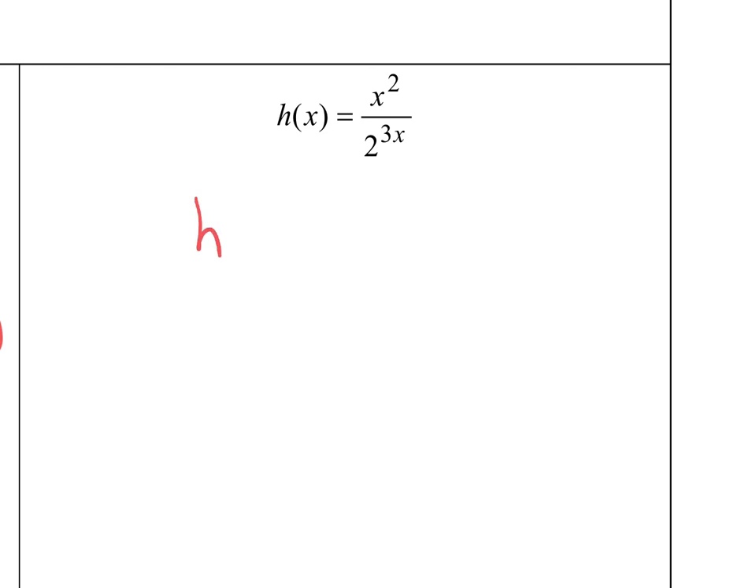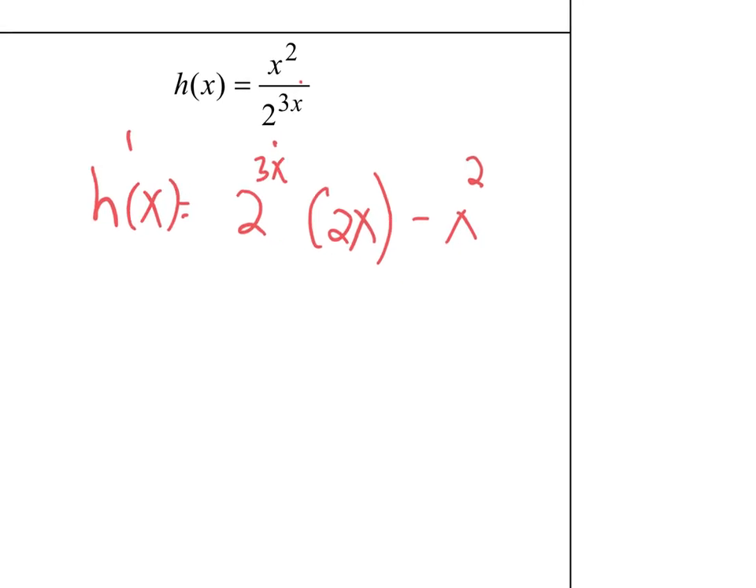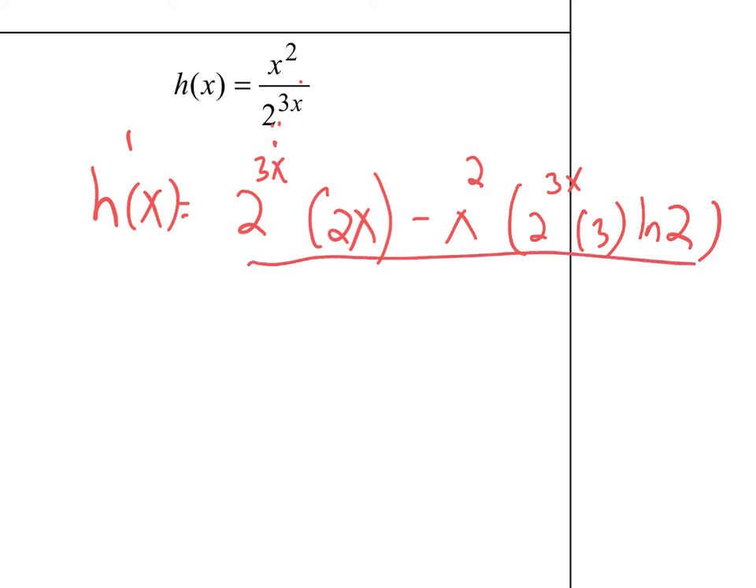Quotient rule again. H prime of x is the bottom, 2 to the 3x, times the derivative of the top, 2x, minus the top times the derivative of the bottom, which is going to require the new thing we learned today. A to the u du would be 2 to the 3x times the 3 times the natural log of 2, because it's not base e. All divided by 2 to the 3x all squared, which becomes a 6x if you really want to.